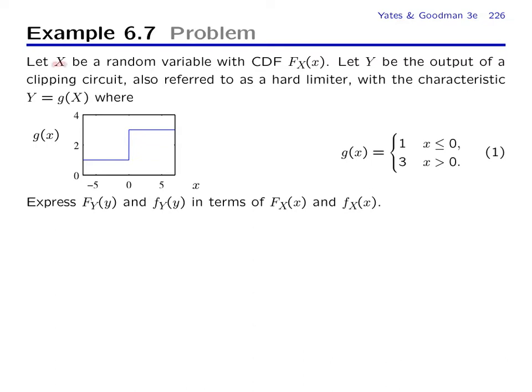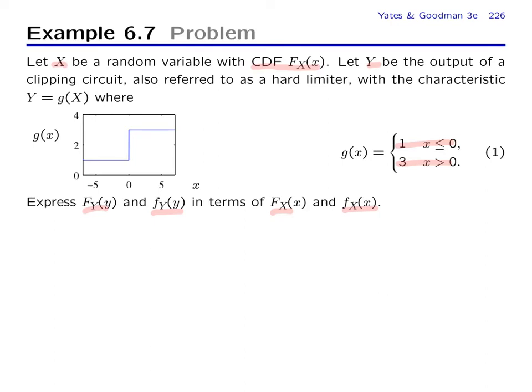Suppose we have a random variable X and it has some arbitrary CDF. And now we let Y be the output of a clipping circuit. The way this circuit works is that the output is 1 if X is less than or equal to 0, and it's 3 if X is greater than 0. A circuit like this is sometimes called a hard limiter. Now we want to figure out what is the CDF and the PDF of Y in terms of the CDF and PDF of X.